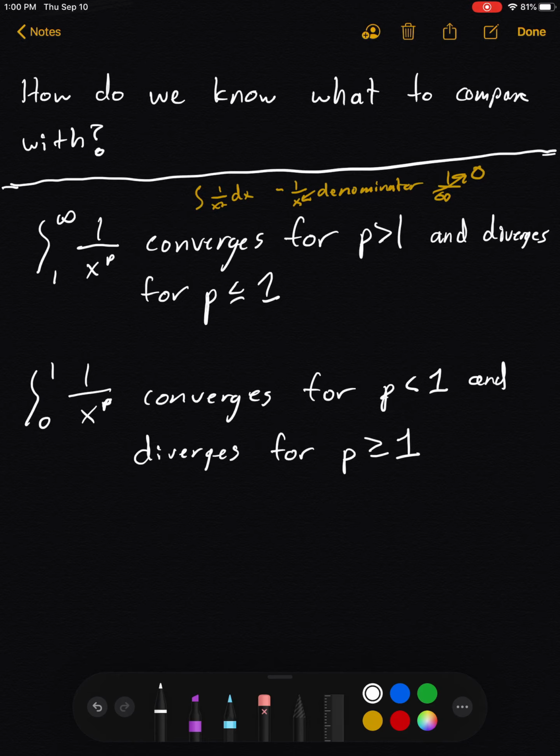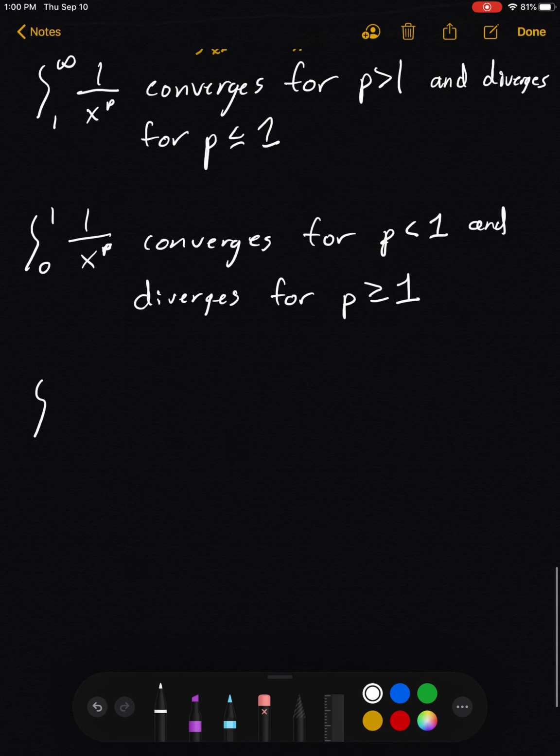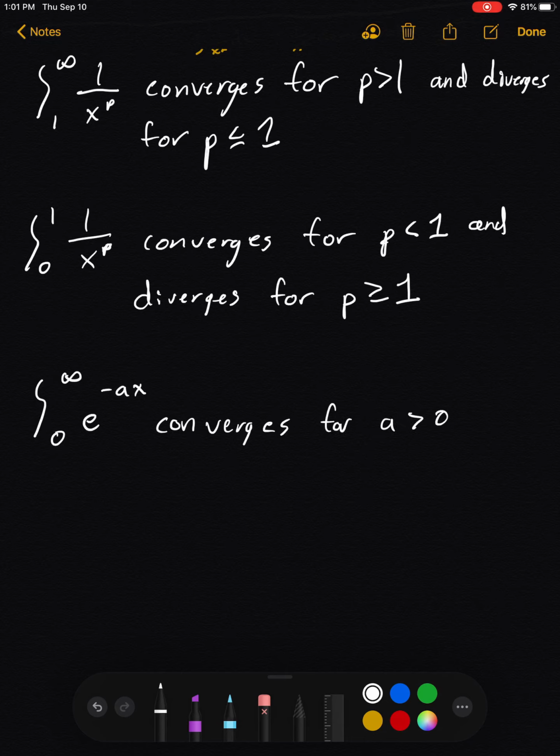I feel like on a graph might be best. Let me also write the last one real quick. And the last one that's worth noting is the integral from 0 to infinity of e to the negative ax, converges for a greater than 0. Yeah, that's the other one you want to know. So let's look at the second one real quick. Why does it converge when p is less than 1 and diverge for p greater than or equal to 1?